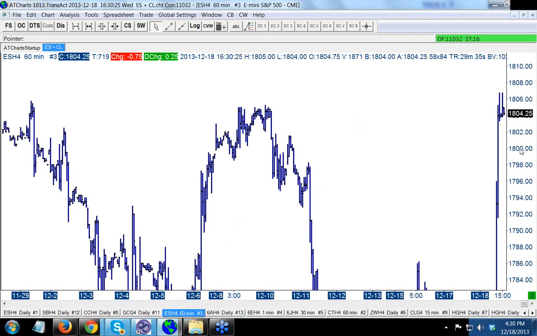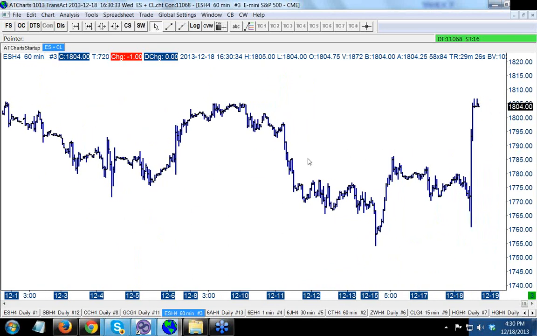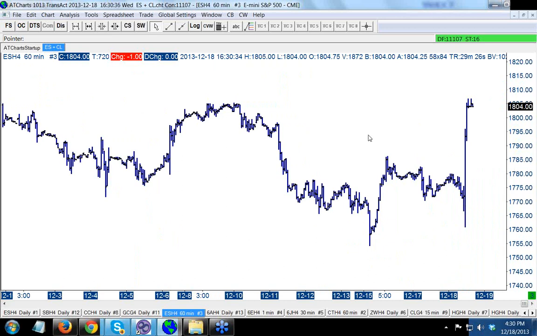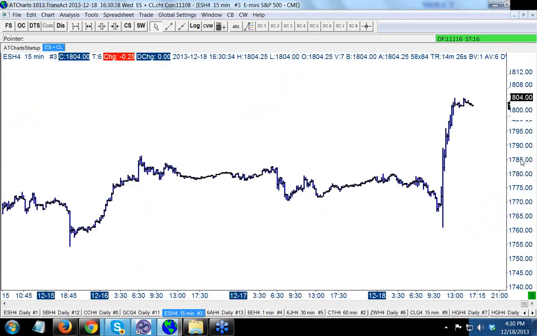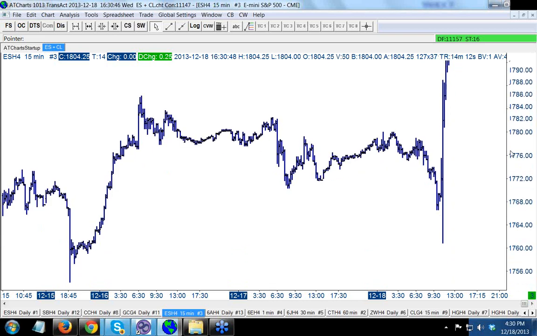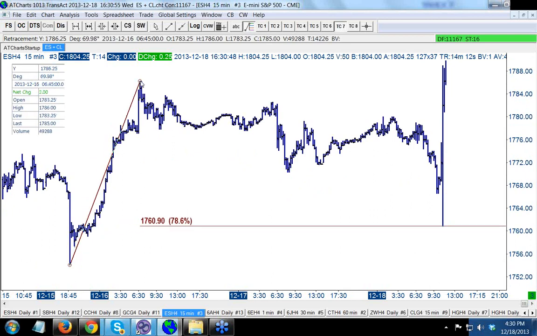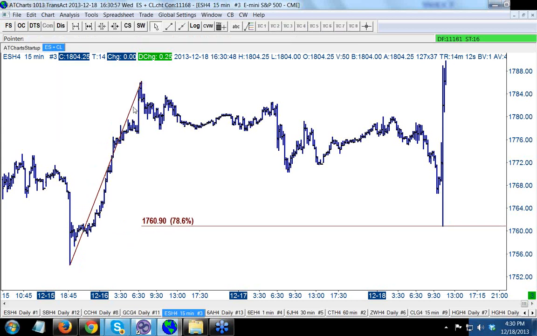So on a 60-minute chart, you can kind of make do with the patterns. Now here's the FOMC news. Huge up move. Let me go to a 15-minute chart. Huge up move. Now, of course, it's the FOMC, so it's a little tricky. But it came down to $78.